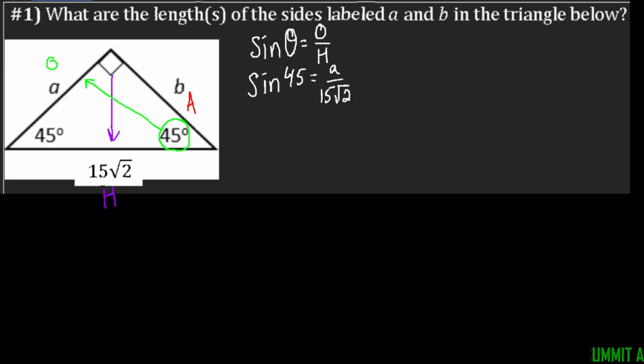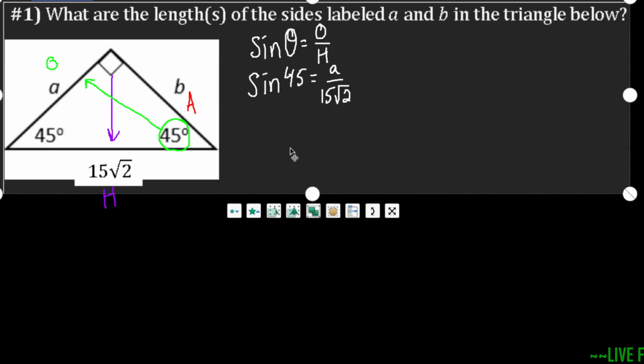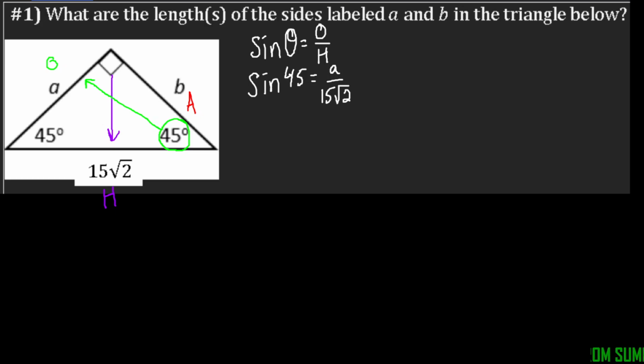Alright, so now that we have our ratio set up, I need to use my inverse operations to get A by itself, or solve for A. So for this one, all I have to do, really simply, is multiply both sides by that denominator. I'm going to multiply both sides by 15 square root of 2, because I'm trying to get A by itself. So now I have A equals 15 square root 2 times sine 45.